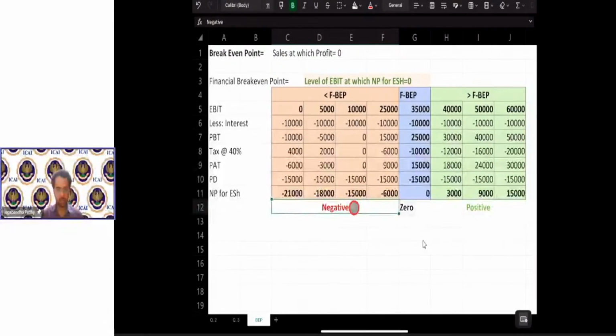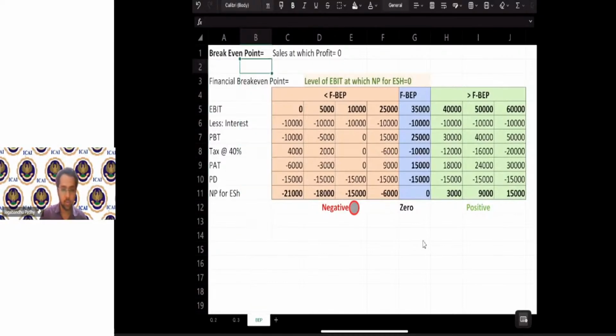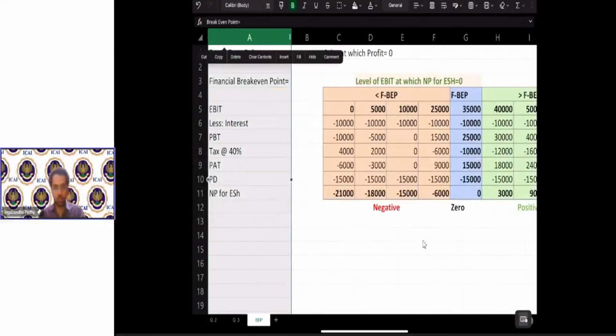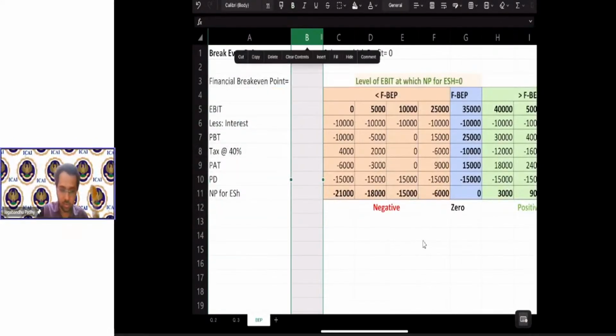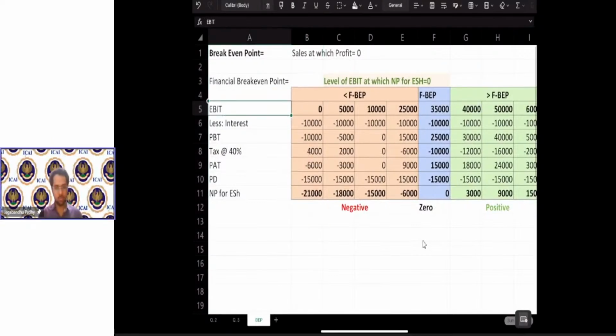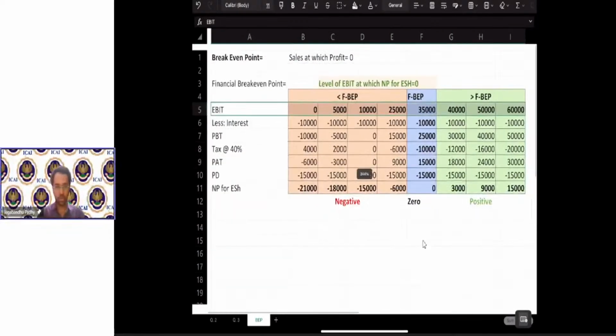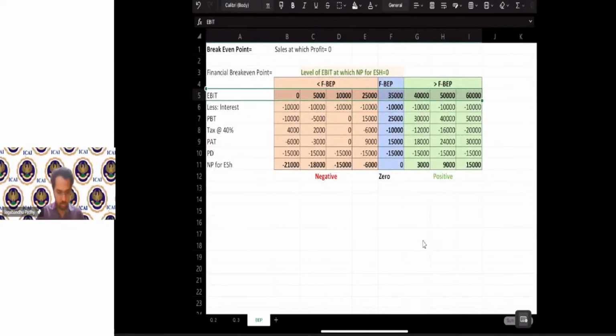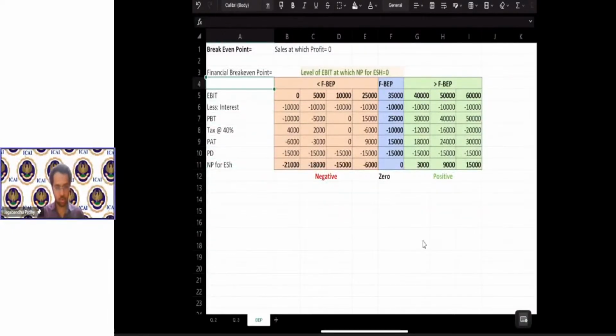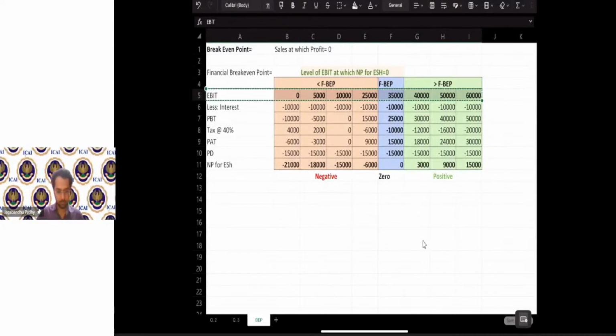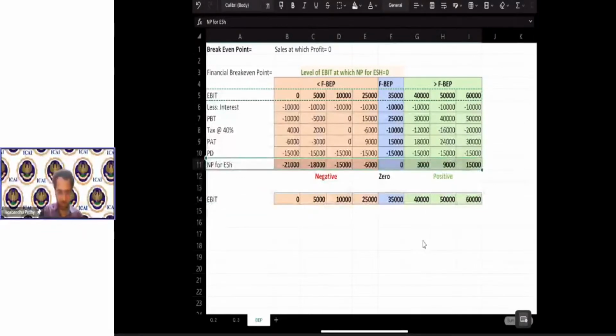And I would like to make it more intuitive, more easy to grasp by way of a graph. I'll just draw a graph for both of them. So we have this level of EBIT basically available for us. And we have this net profit for equity shares also.